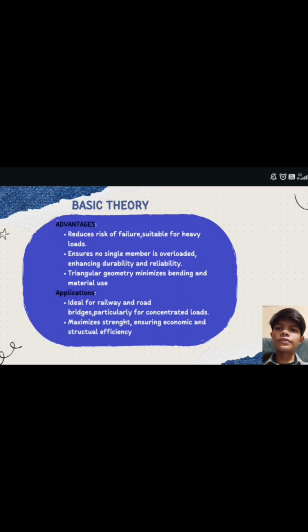The advantage of the Fink Truss is its strength. It minimizes bending moments and material usage, reducing the risk of failure with even load distribution. No single member is overburdened, which increases durability and reliability. This design is particularly stable and prevents deformation. The Fink Truss excels in handling concentrated loads such as those from railway bridges and road bridges with heavy vehicles. Its lightweight yet strong design ensures economic efficiency, making it a preferred choice in engineering.